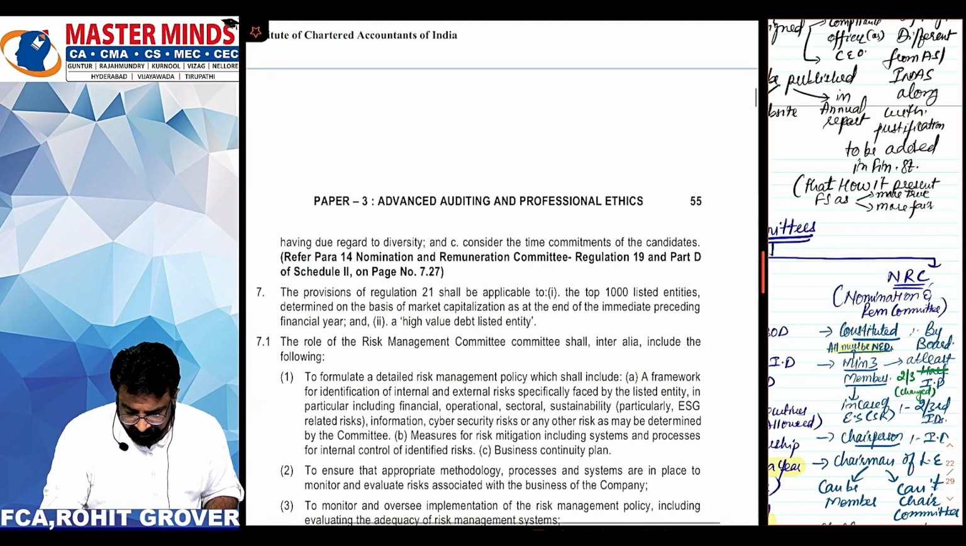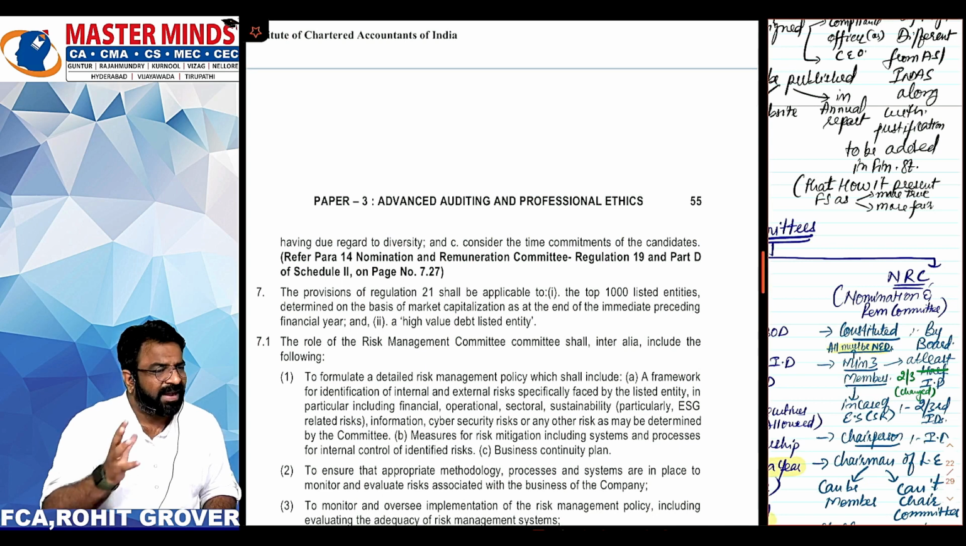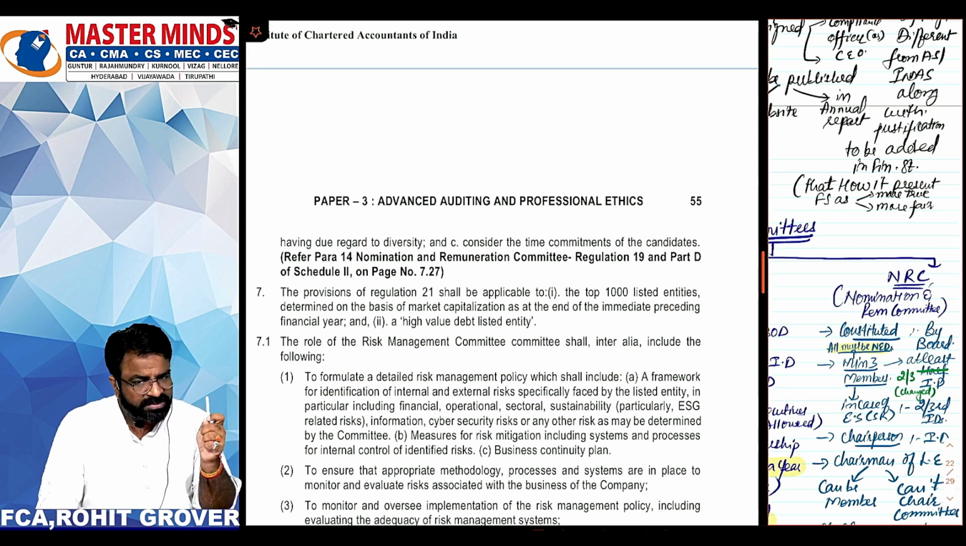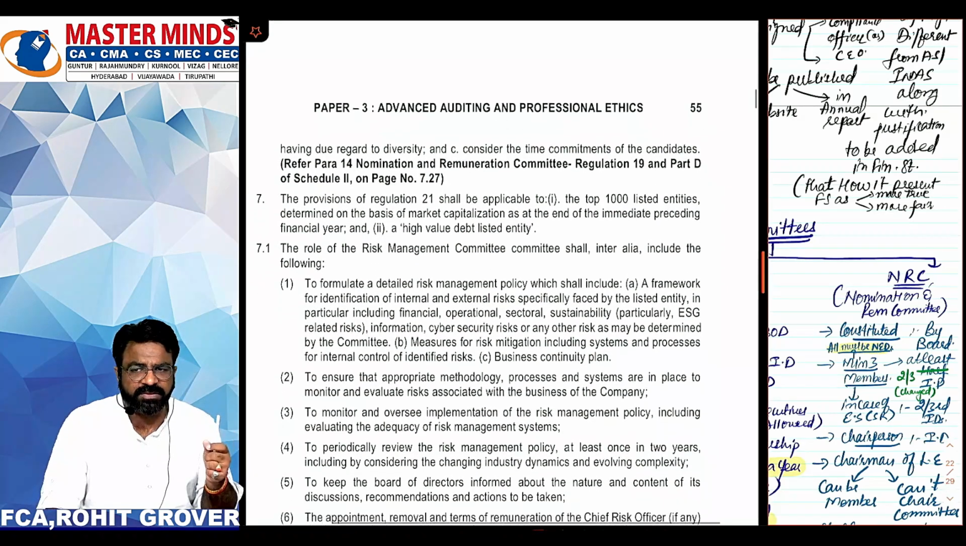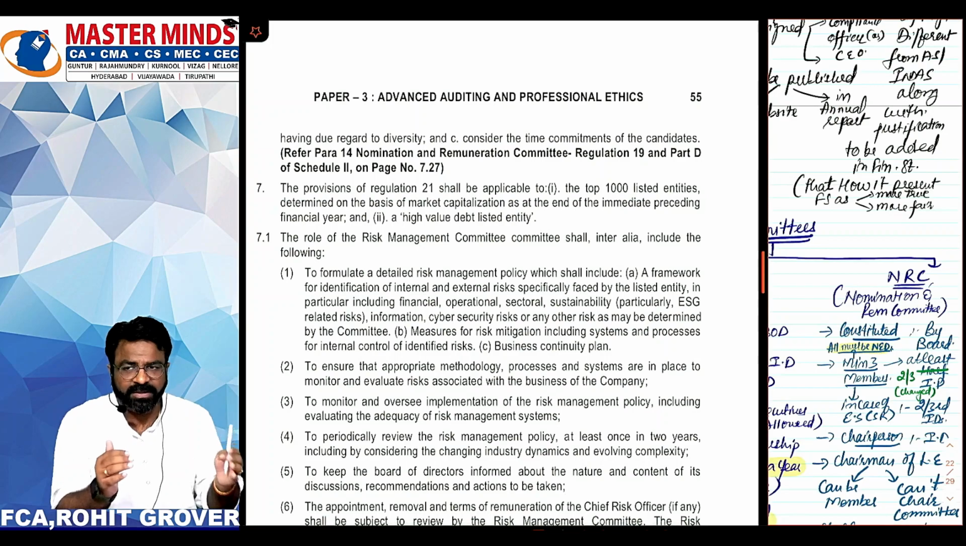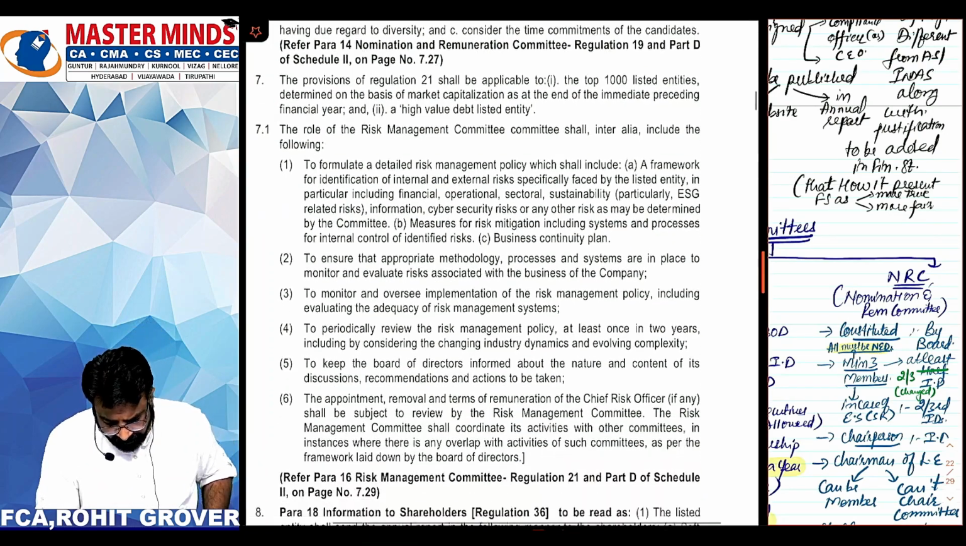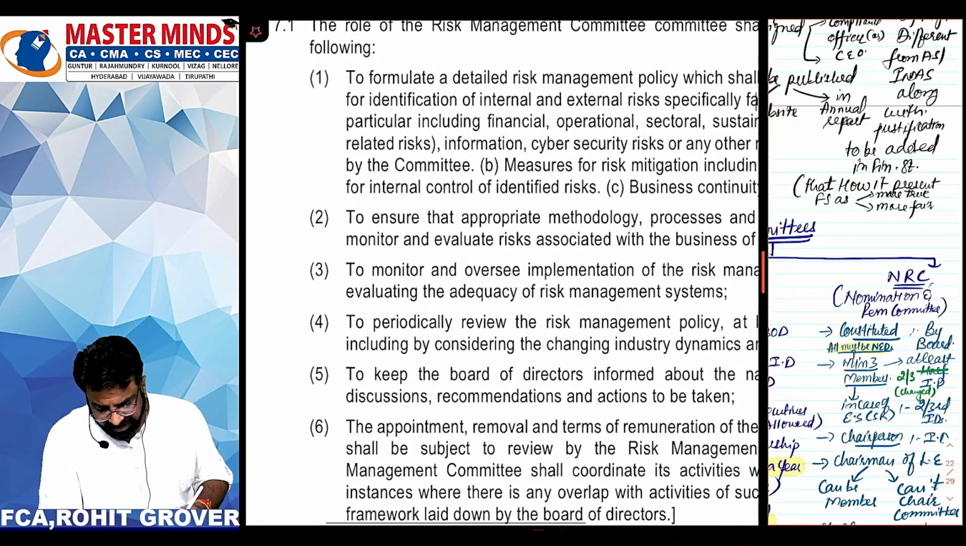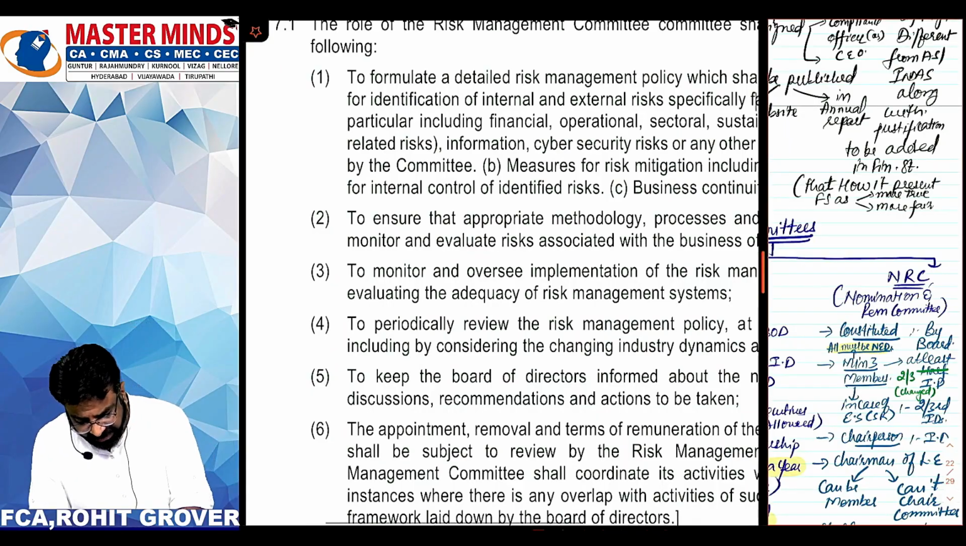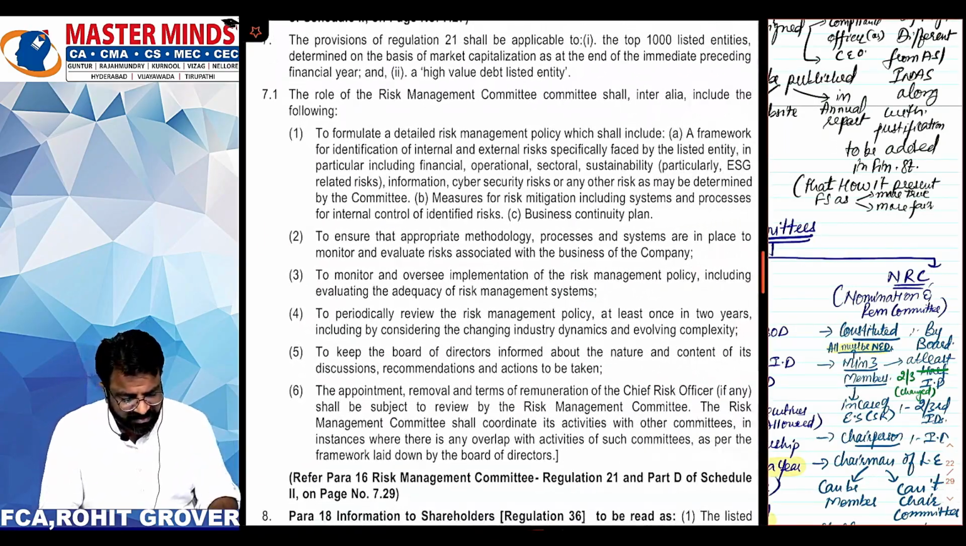Next point. The provision of regulation 21 shall be applicable to top 1000 listed entity on the basis of market. The high debt one we already told you. Did I make you write the definition also? Whose non-convertible debentures greater than equals to 500 crore. These are the new 6 points. Directly 6 points have been added in the risk management committee.